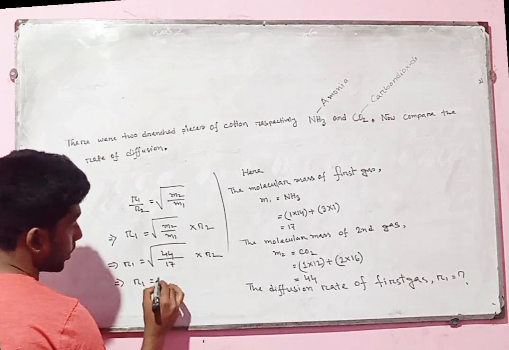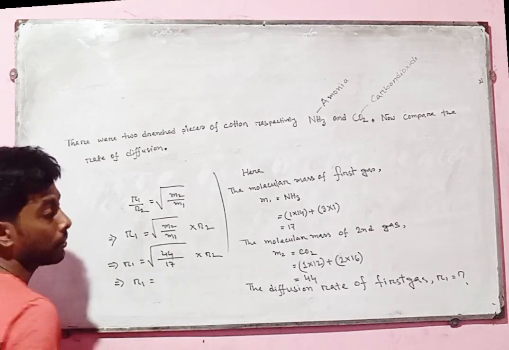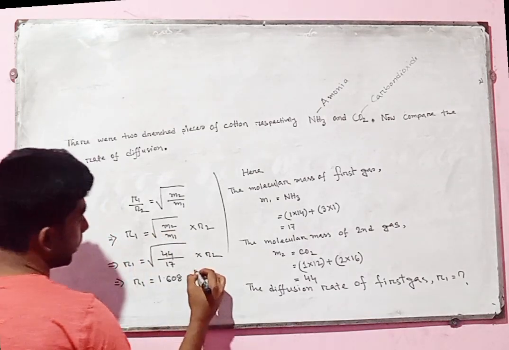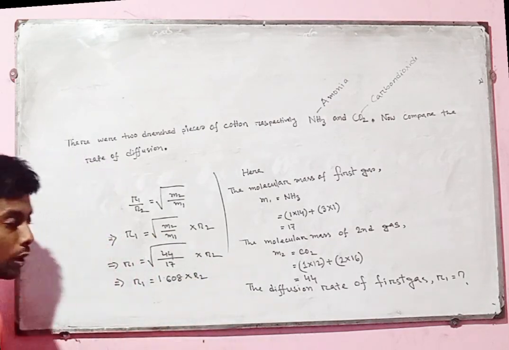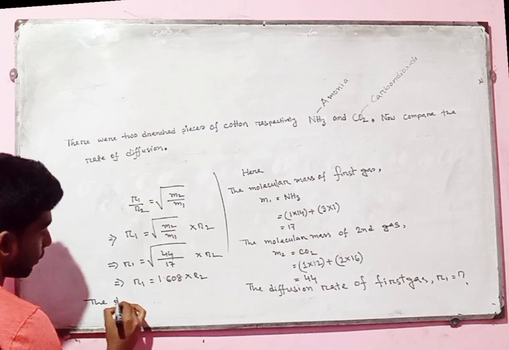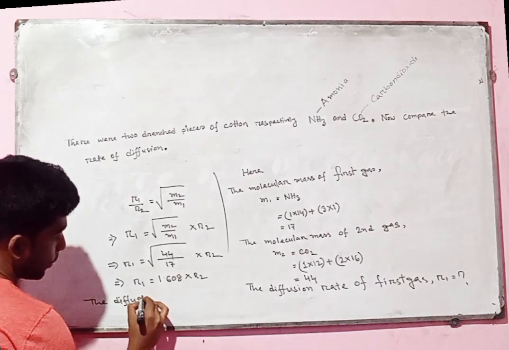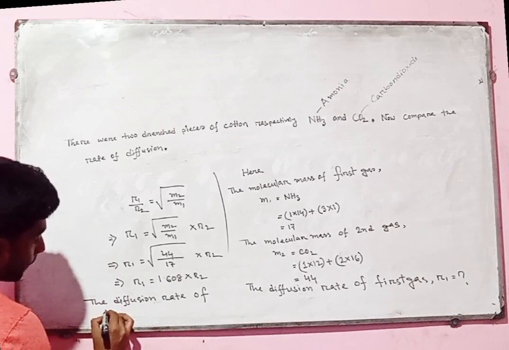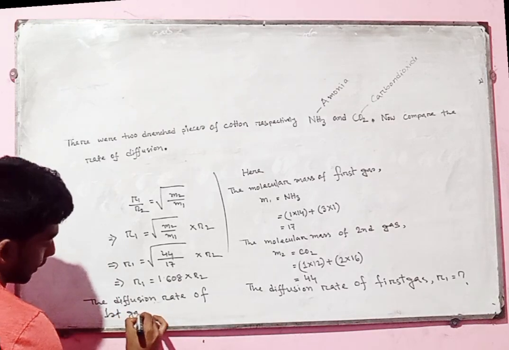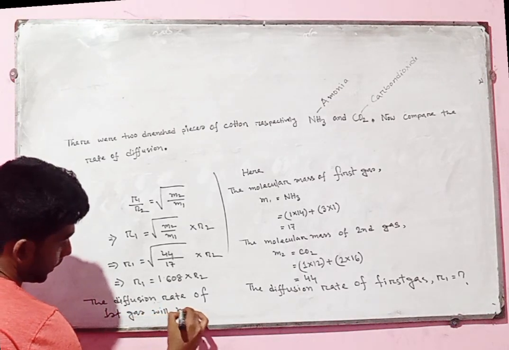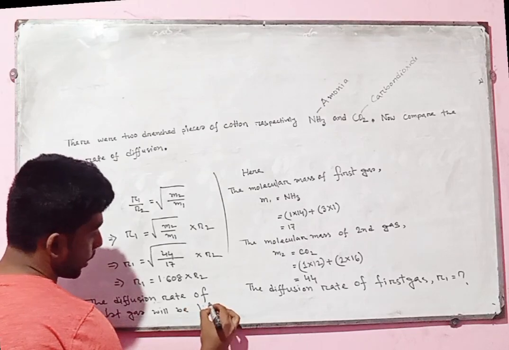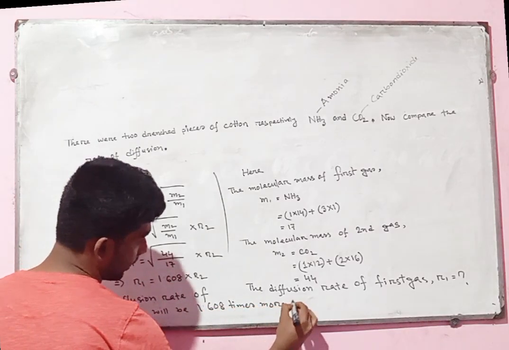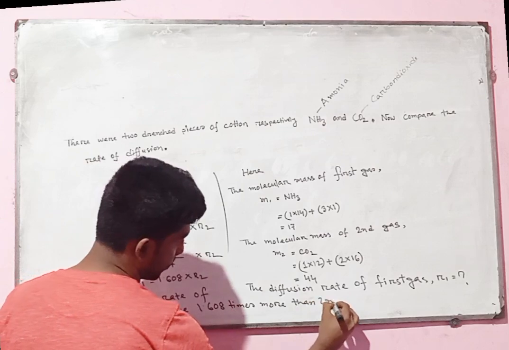R1 equals, if we calculate this term, 1.608 etc. into R2. So the diffusion rate of the first gas will be 1.608 times more than the second one.